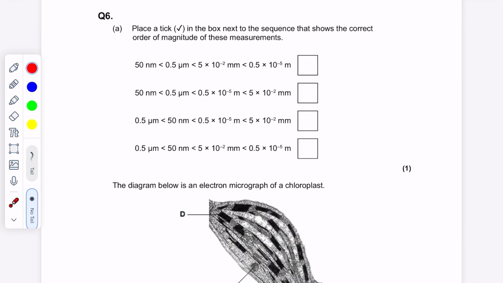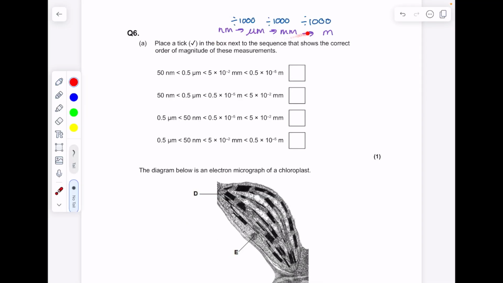This is an interesting question because it really wants to check that you can sort out your units. So place a tick in the box next to the sequence that shows the correct order of magnitude of these measurements. So I've just written here a summary of unit conversions, so how to get from nanometers to micrometers, micrometers to millimeters, millimeters to meters. So let's do some unit conversion. I'm going to get them all into meters. So I'm going to do 50 divided by 1,000 3 times. So that's 5 times 10 to the minus 8 meters.